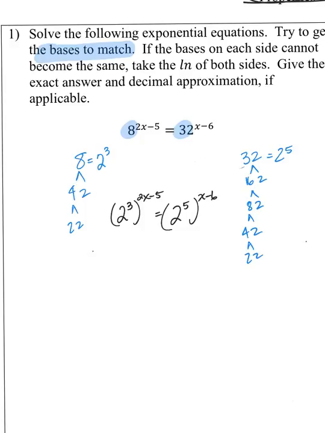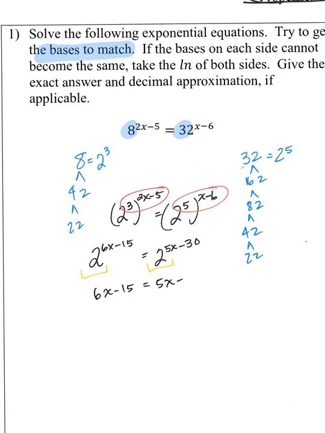But using our properties of exponents, these will end up being able to multiply. So this will be 2 to the 6x minus 15 equals 2 to the 5x minus 30. And since we have the bases matching each other, we're able to say that the exponents must be equal, since exponential functions are one-to-one. So then we just have to solve this like regular.